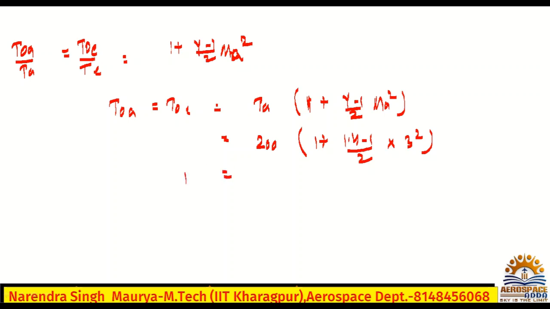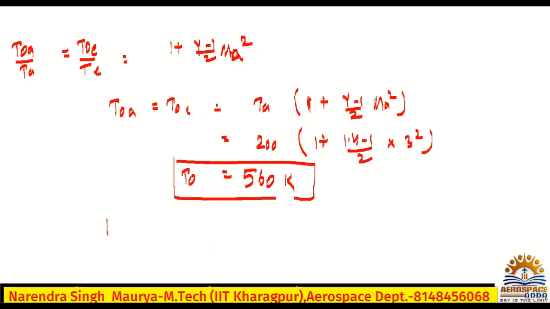So what is the T naught value? T naught A or T naught? Let me calculate. Here I am getting, wait, 200, 1 plus gamma minus 1 by 2, 3 square. So this value I am getting 560 Kelvin.